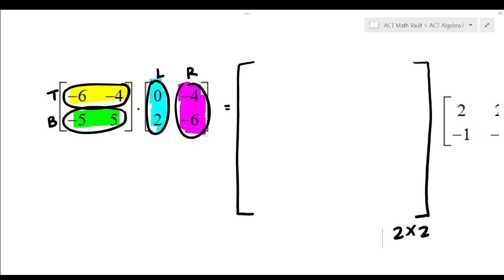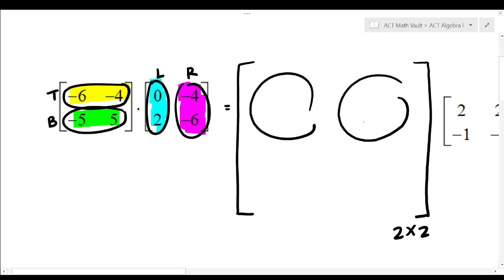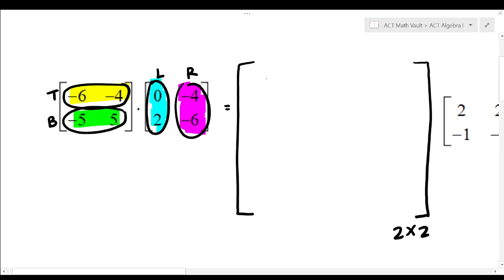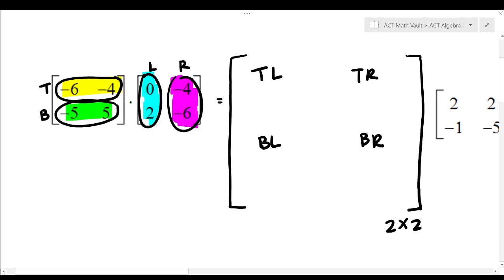All right. This 2 by 2 matrix will have 1, 2, 3, 4 numbers in the matrix. So what I want to do is think of this top one as my top left. This would be top right, bottom left, and bottom right. So to get the top left, I need to use the top and the left matrices here in order to somehow get one number on the other side.